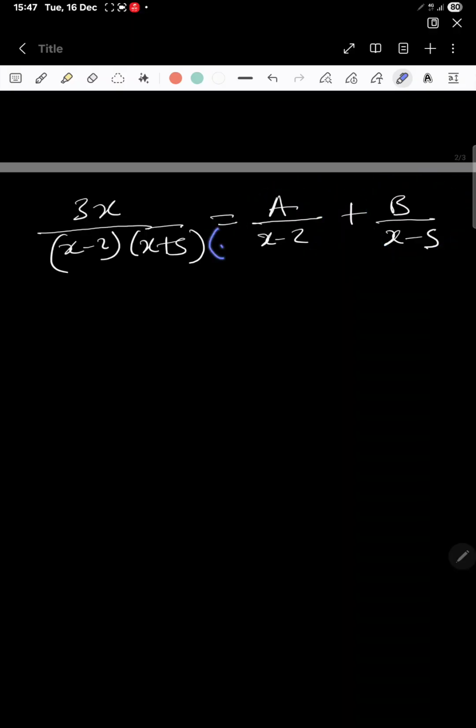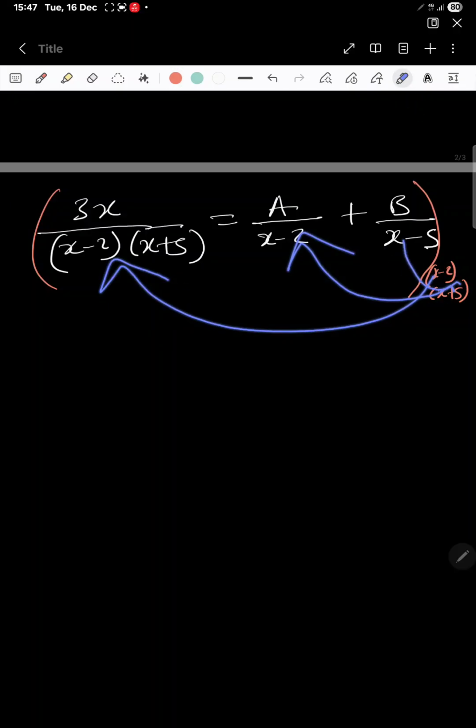If you had three factors here, maybe x minus 6, you would also add plus C over x minus 6. But since we only have two, we say A over this, B over that. Then that is when we can decompose. To decompose, you multiply the assumption that you have made throughout by the factors that are down here. So we multiply throughout this equation by x minus 2 and x plus 5. You multiply this to this, this to that, and that to that.